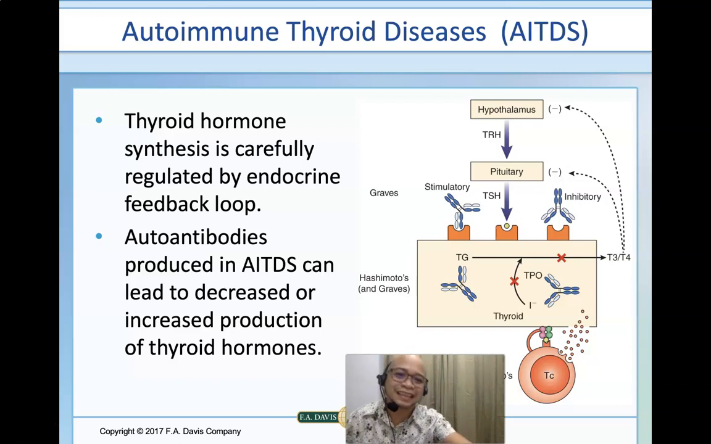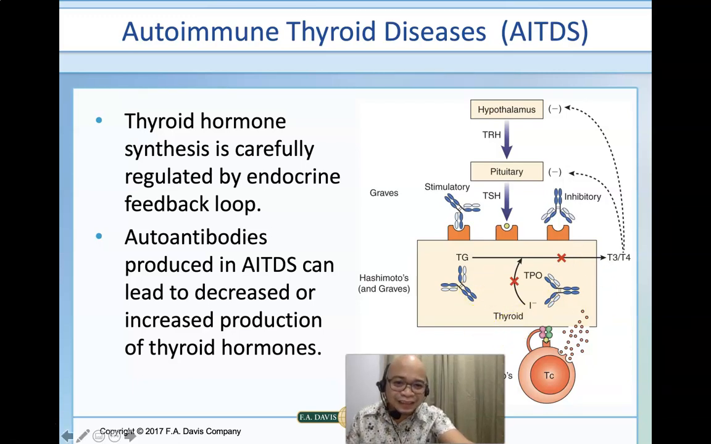So as you can see here, the hypothalamus produces TRH, thyrotropin releasing hormone, and it will target the pituitary gland. Okay, and thyroid stimulating hormone is supposed to stimulate the production of thyroid hormones such as T3 and T4, the tetraiodothyronine. So that's T4, otherwise known as thyroxine. And then the triiodothyronine, T3.